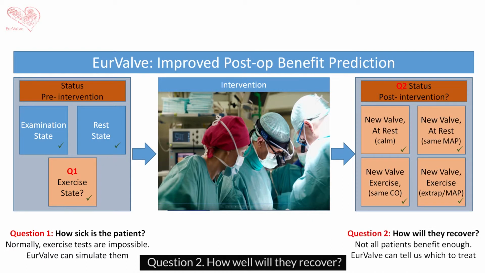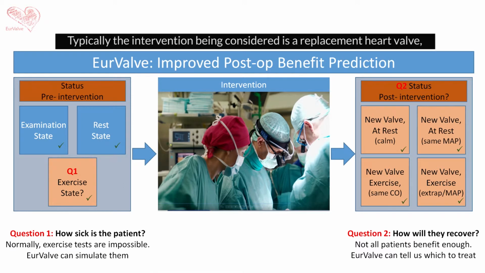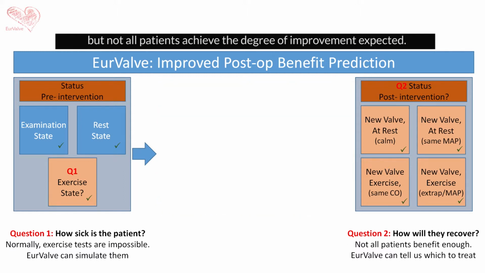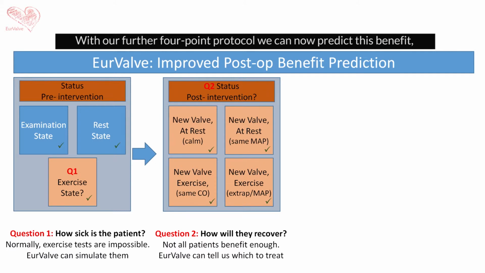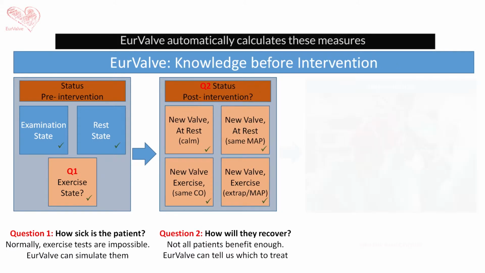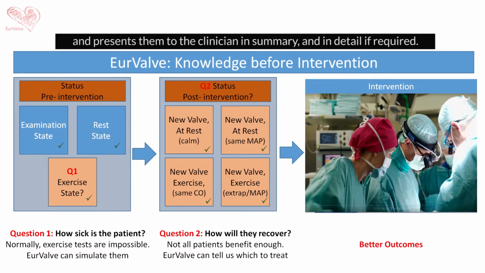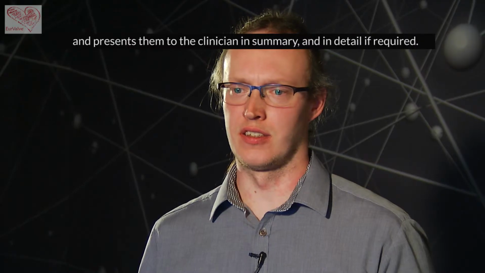Question 2. How well will they recover? Typically, the intervention being considered is a replacement heart valve, but not all patients achieve the degree of improvement expected. With our further 4-point protocol, we can now predict this benefit and compare it with the risk of valve surgery. EuroValve automatically calculates these measures and presents them to the clinician in summary and in detail if required.